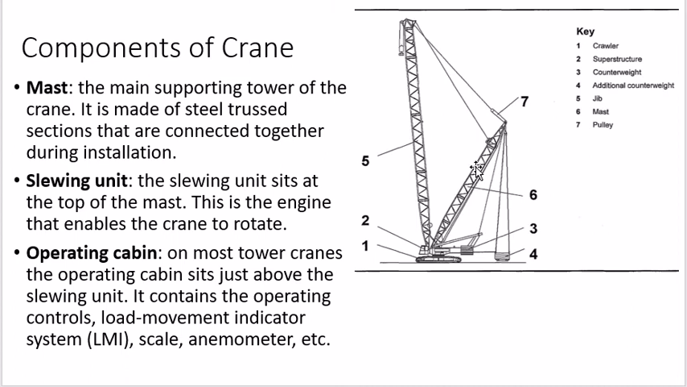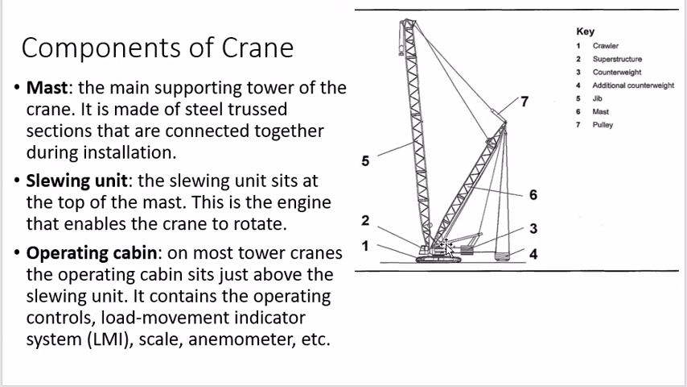Then the next component is the slewing unit. The slewing unit is the base component just above the tires, where the operator is sitting and where all the controls are available. That is called your slewing unit. It is a unit that sits at the base of the mast, and this is the engine that enables the crane to rotate. The slewing unit can rotate 360 degrees and has the engine to move it horizontally to any place.